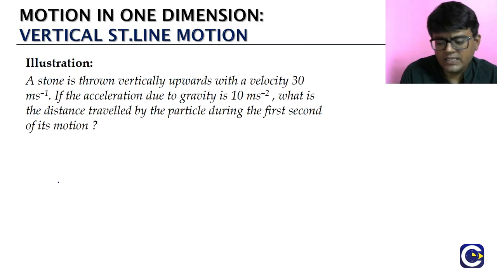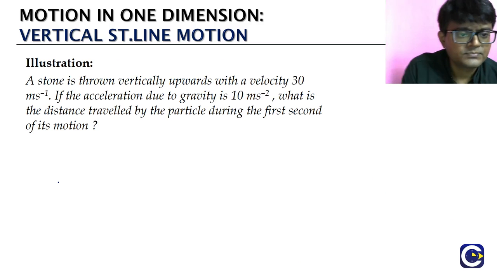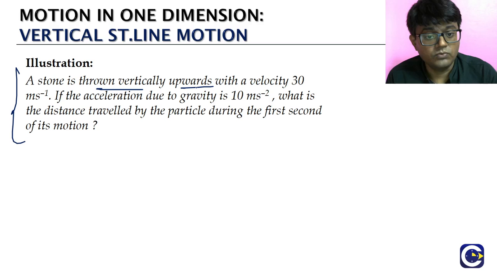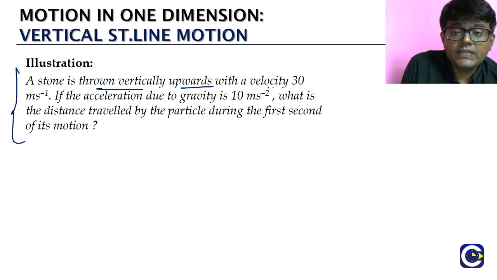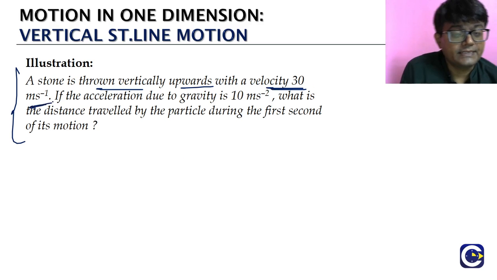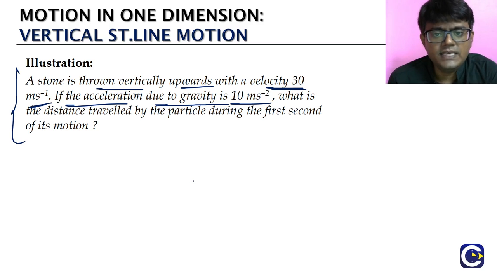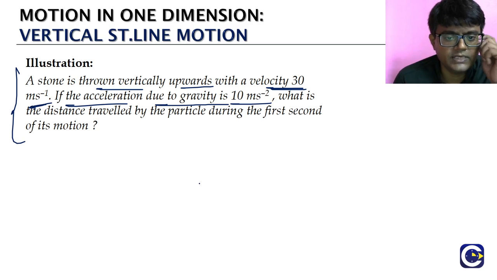Now we'll look at a sample question on this. A stone is thrown vertically upwards. How are we throwing the stone? We are throwing the stone vertically upwards with a velocity of 30 meters per second. So this is the u value. If the acceleration due to gravity is 10 meters per second square, so they are asking us to assume 10 instead of 9.8. It will in fact ease our job because it will simplify the calculation.